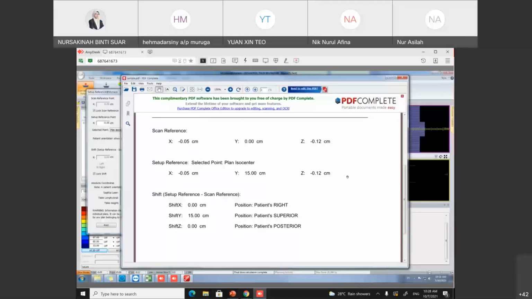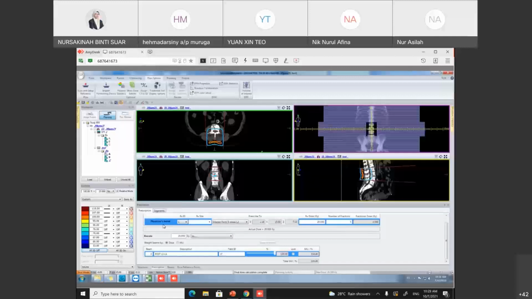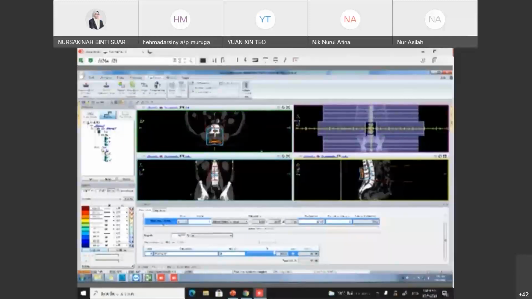The plan isocenter you can actually place anywhere else, but the important thing is don't shift it too far from the origin. Because when you lie down on the bed, the position may misalign a bit.